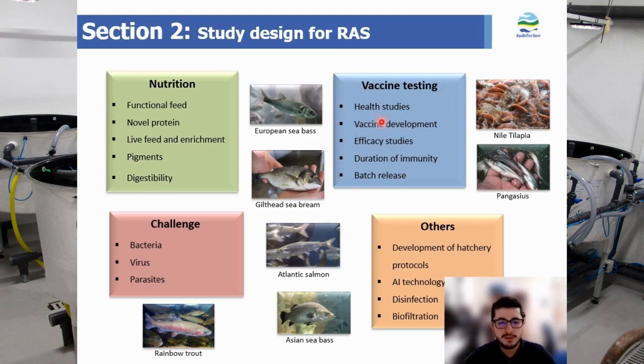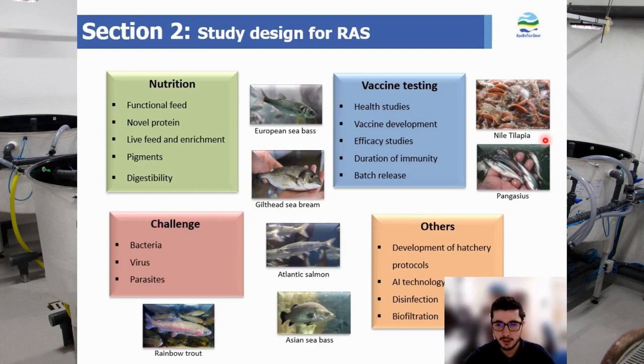To test the efficacy of a new vaccine in the event of pathogen outbreaks, fish can be injected with a pathogen: bacteria, virus, or parasite. And this is highlighted in this box where it shows challenge trial.